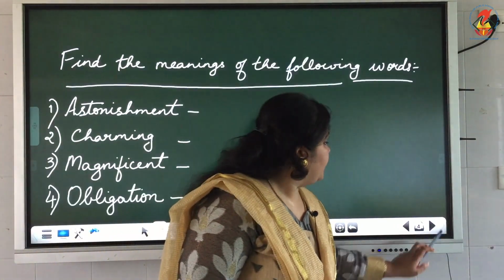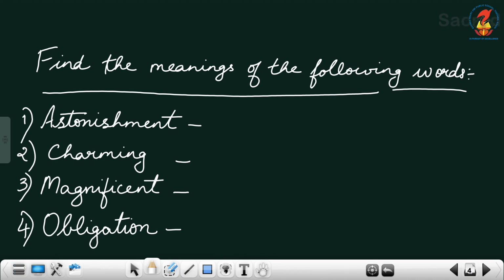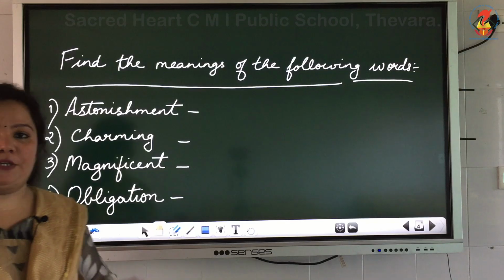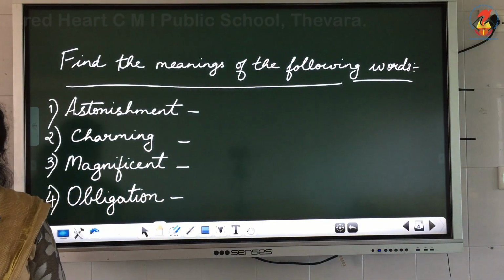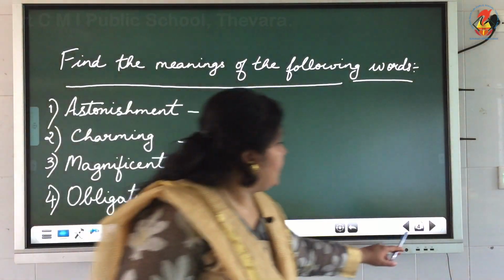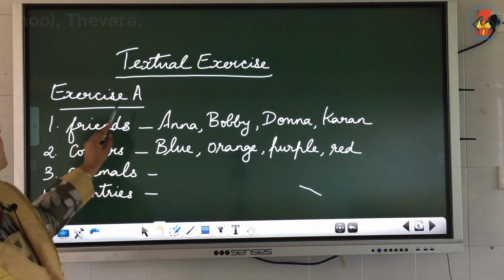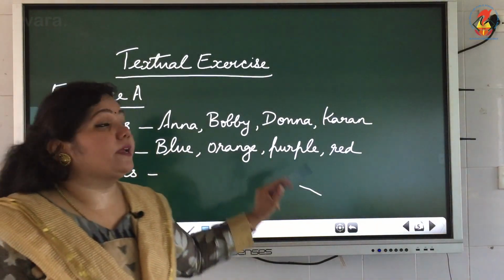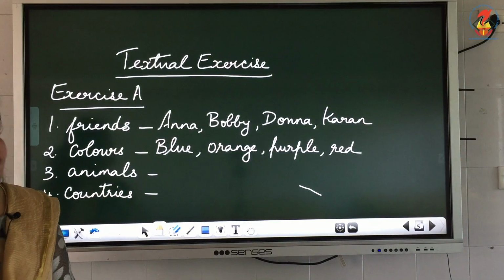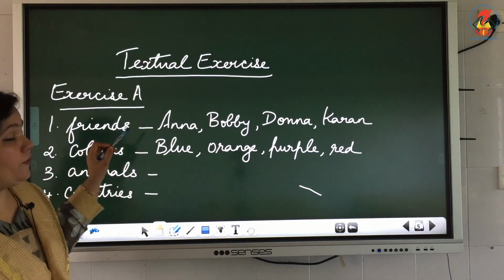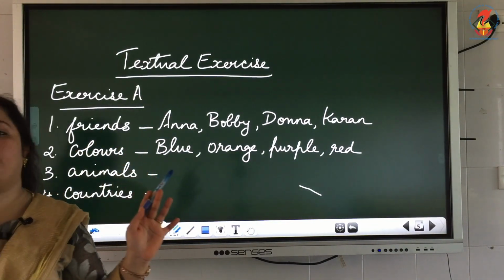Okay, and then I told you, you have to find out the meanings of the following words, that is astonishment, charming, magnificent and obligation. So this is your homework which you should be doing. Just find out the meanings from the dictionary. Okay. And then we have to do our textual exercises. Exercise A, where you have to write the names according to the order of the alphabets. Okay, you have friends to write. You can write the names of your friends. Your own friends you can write.